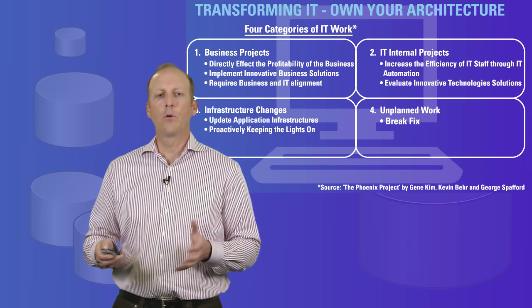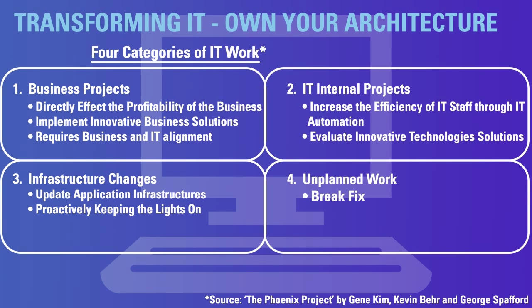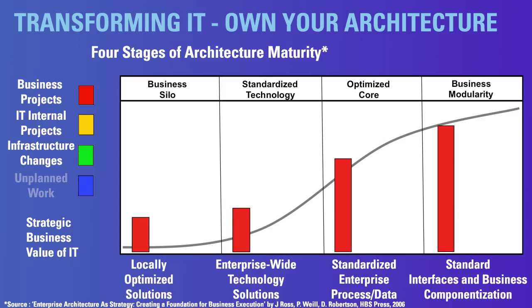When you move over to more of a business modularity, that's where you're really focusing on business projects and application logic, things that have a direct effect on profitability for the businesses. So let's map this out and see how these four areas of IT spend map up against the architecture maturity.